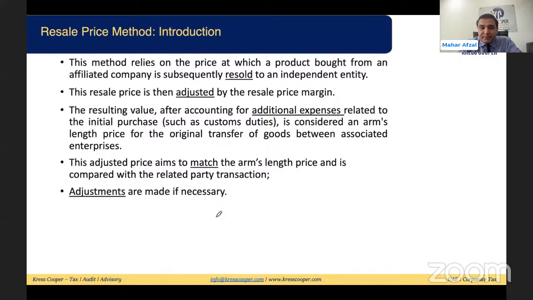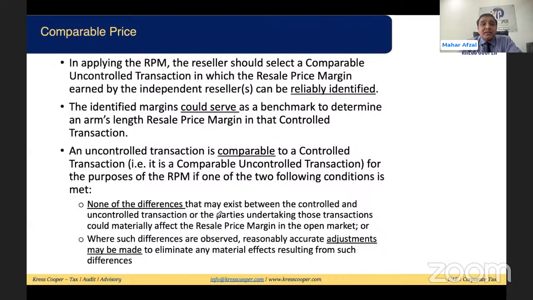So in this RPM, the reseller should select a comparable uncontrolled transaction. Yes, we need to identify the comparable uncontrolled transaction. We need to ascertain the margin. First of all, we need to identify the similar transaction. Then we need to ascertain the margin that the third party is making in the market in similar circumstances, similar conditions. Then we need to ascertain the price of B. Then we need to do the reverse working.